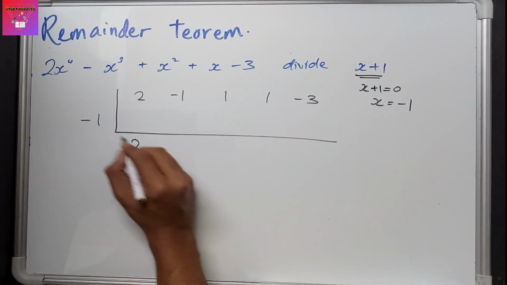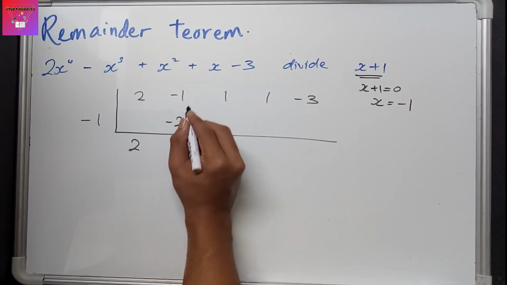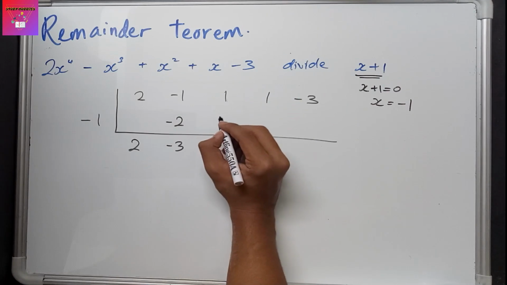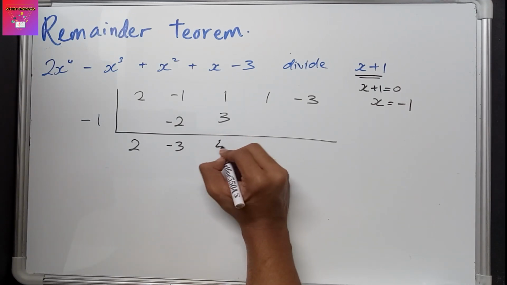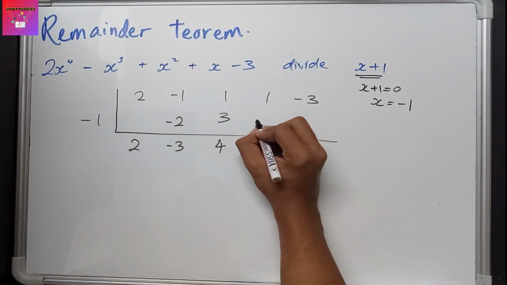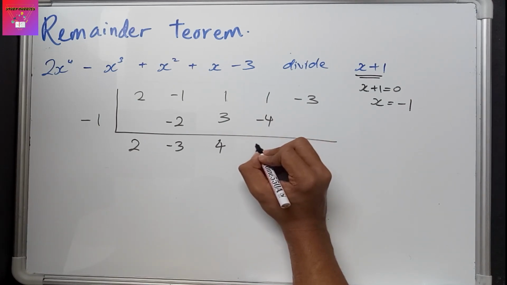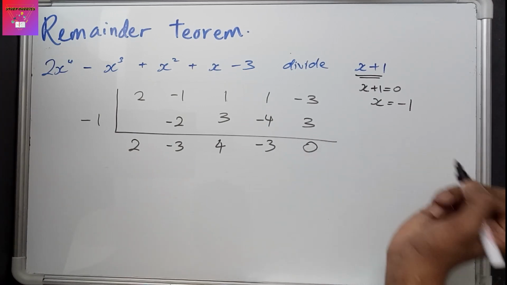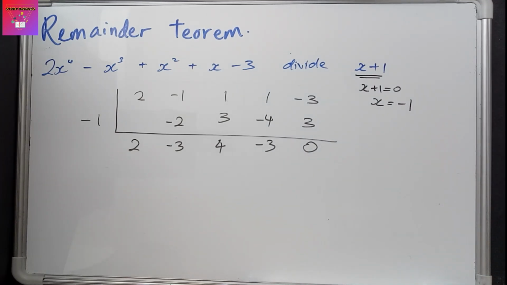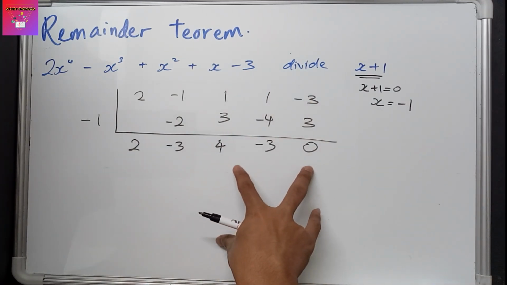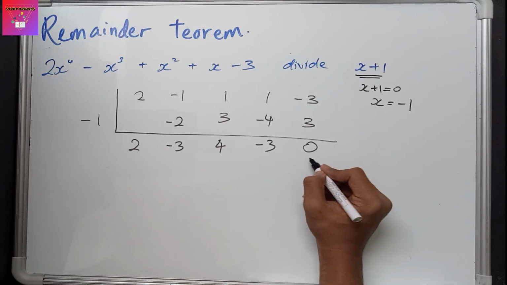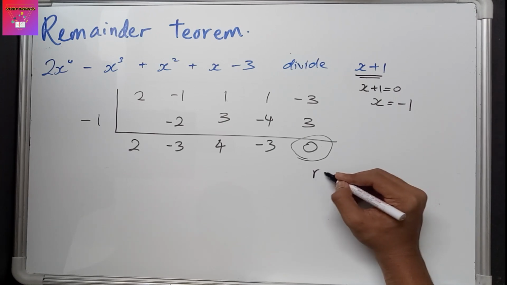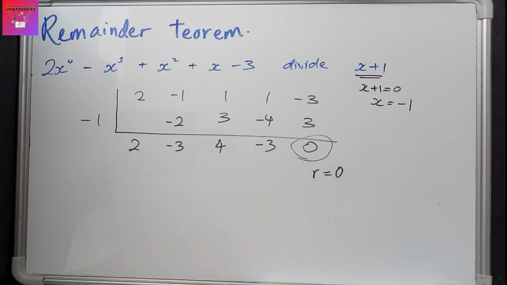So let's begin to solve. 2 times negative 1 is negative 2. So you add this, you're going to get negative 3. If you want to understand more, please watch my previous video on synthetic division. Continuing this way, the last number is 0. Okay, so as I've said before, the remainder is from the last number here. So in this case we can see that the remainder is actually 0.